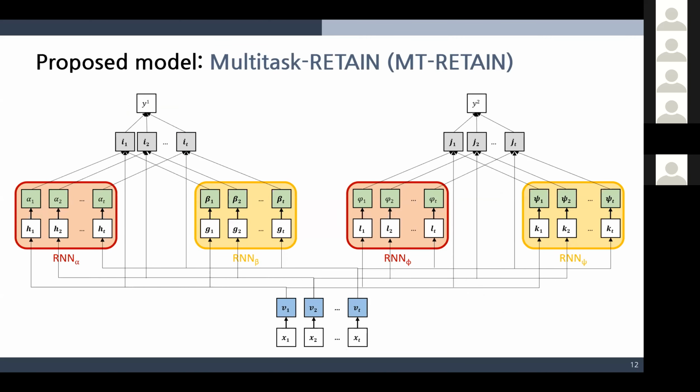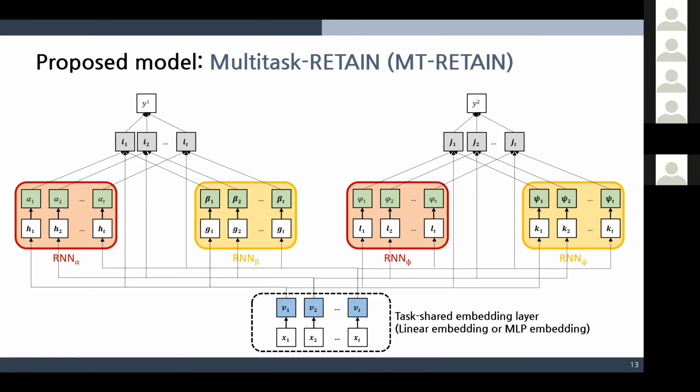This is our proposed multitask model for predicting both septic shock and mortality, which we named Multitask Retain. It is a simple extension of the original Retain model where the embedding layer is shared across both tasks and task-specific Retain modules are trained. As in the original paper, the embedding layer, which can be linear for interpretability or an MLP if necessary, is used for both the septic shock prediction task and the mortality prediction task. Hence, this embedding is used as the input for all 4 RNNs that we trained.